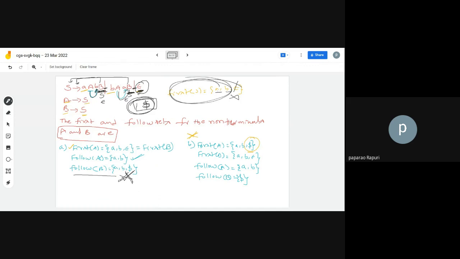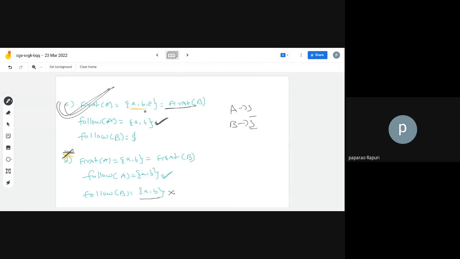And here B is the last symbol, sir. So follow of B is equal to follow of S. Follow of S means only dollar. From that case, option C is correct, sir. Option C is correct.